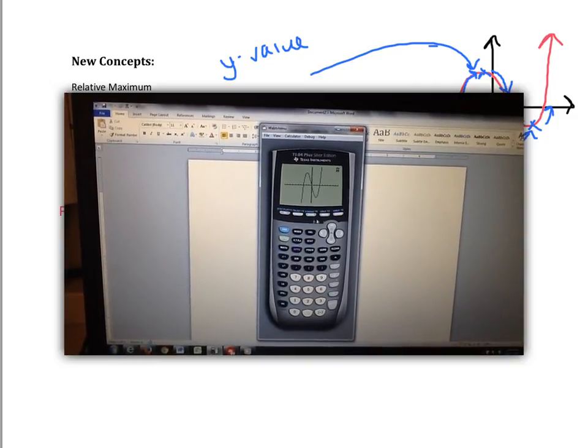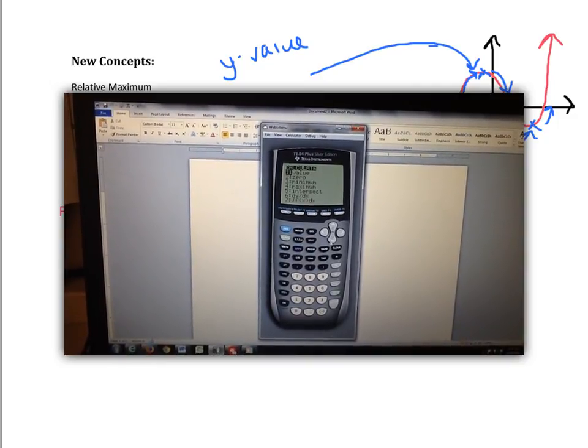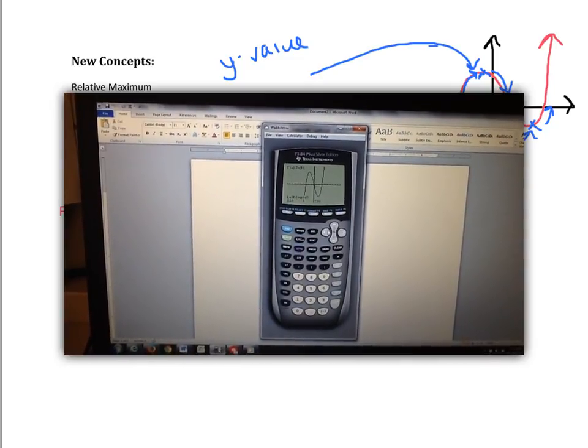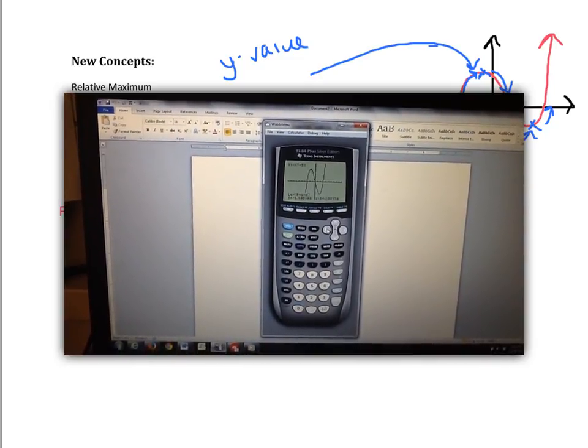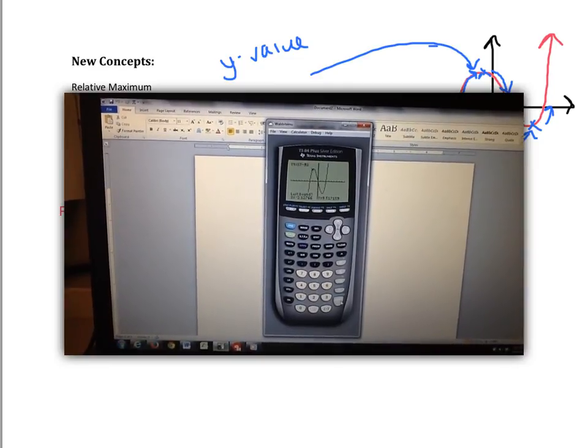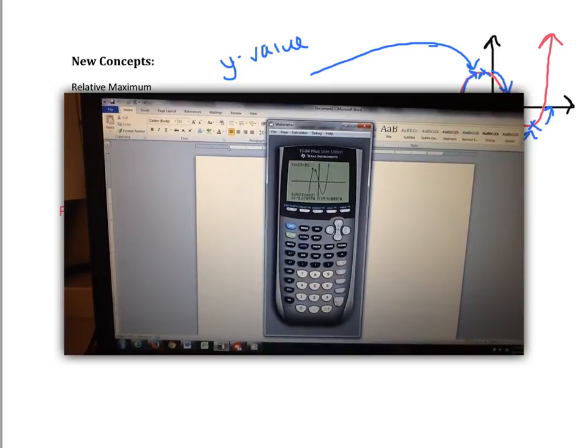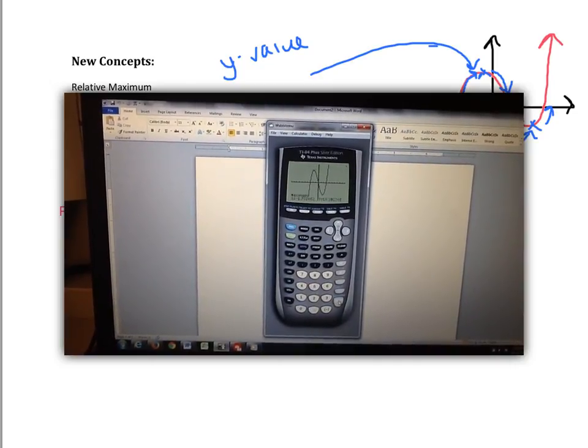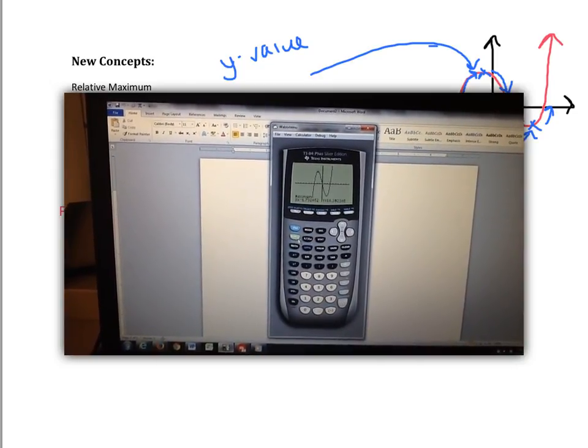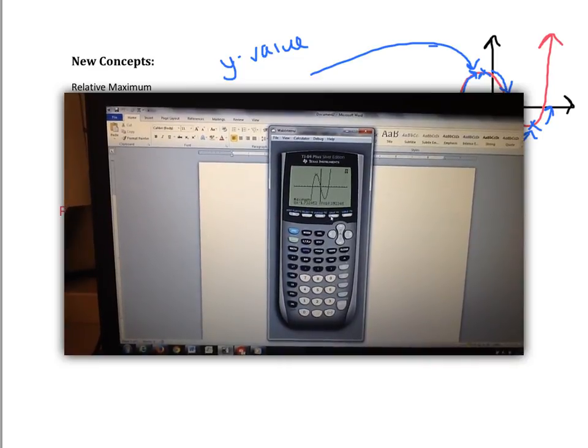So now I'm going to go to second calc, which is right above trace, and I'm going to first do my max, that top of the hill on the left. I need to move my cursor so it's left of the hill. It says left bound, so just get it right above the hill, and then to the right of it. So I'm going to go over the hill, hit enter, and then my guess, hit enter. So I get a value of -1.7, 10.4.